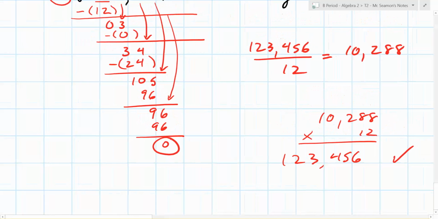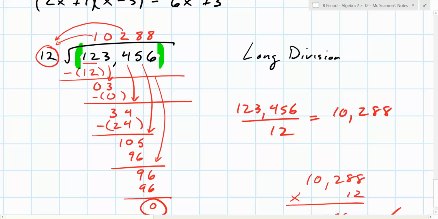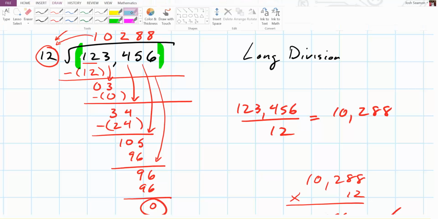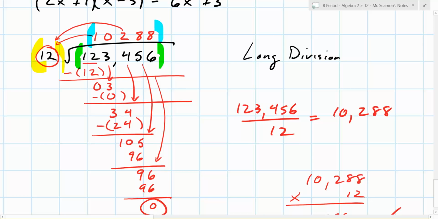My question to you now is what are the terms for each? What are the names for each of these terms? There's the green term. Don't say them yet. The blue term, and I'll say the yellow term right there. What are the names of each?